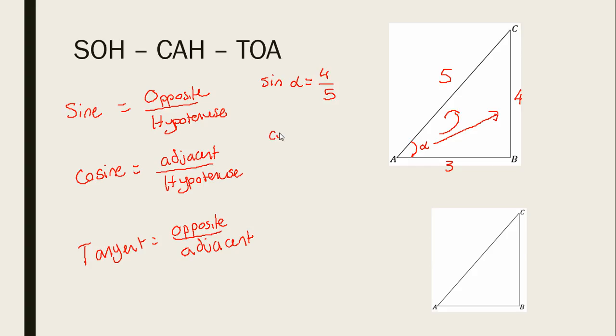How about cosine of alpha? Cosine of alpha is equal to the adjacent over hypotenuse. The adjacent is just the other side. It's kind of difficult to figure out what the adjacent is until you've found out the opposite and the hypotenuse, and it's just the one left over. So we have that's equal to 3 over 5. And then finally the tangent of alpha, which is equal to the opposite over the adjacent. So that is 4 over 3.